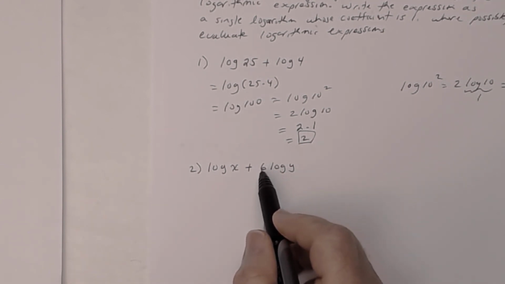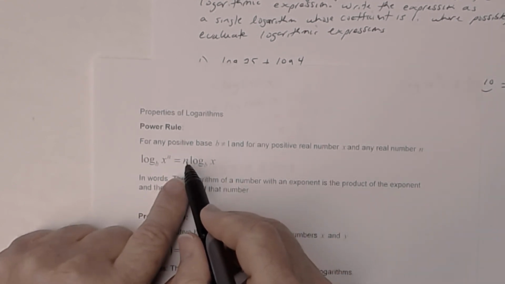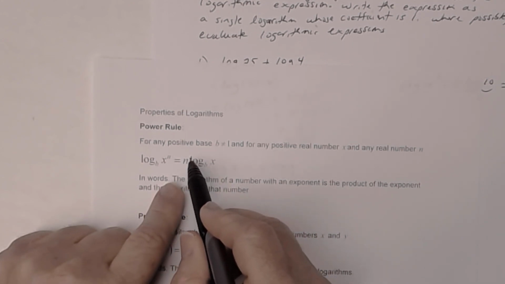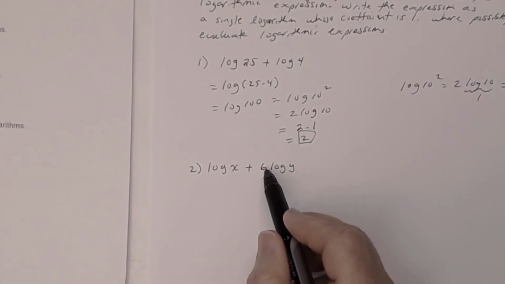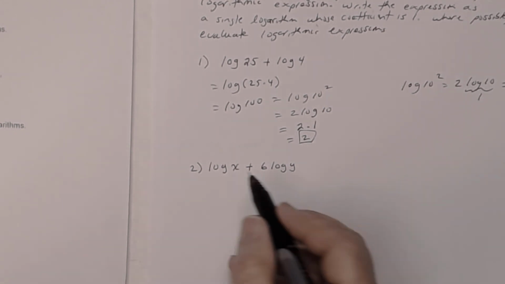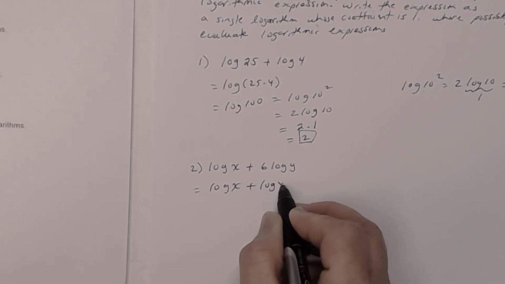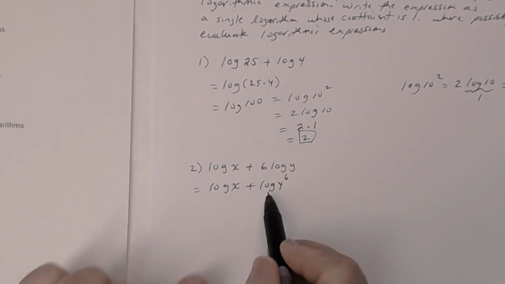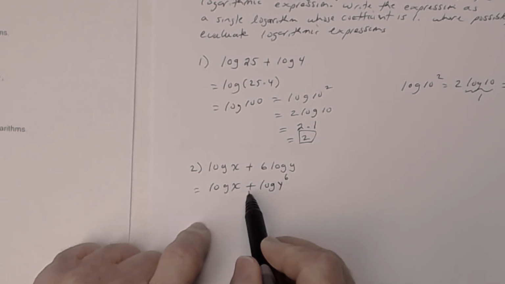Well, we can easily take care of that by using that power rule right here. So when you have n times the log of a number, then I can take that n and write it as an exponent. So that means then I can take that 6 and write it as an exponent. So this becomes the log of x plus the log of y to the 6th power. And now the bases are the same. The bases are 10. The coefficient of the log is 1 in both cases.